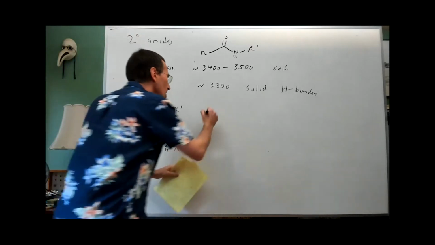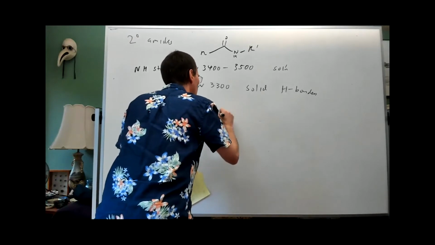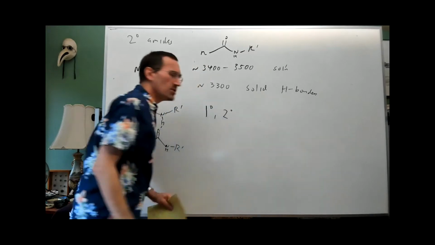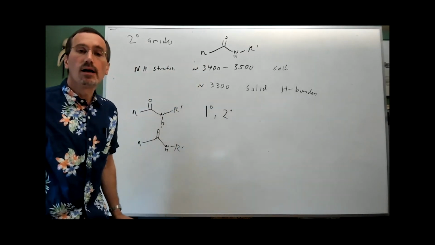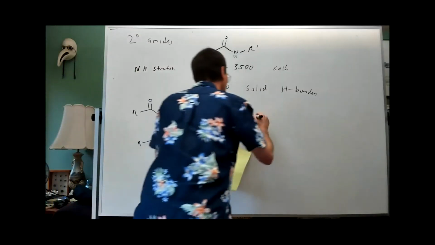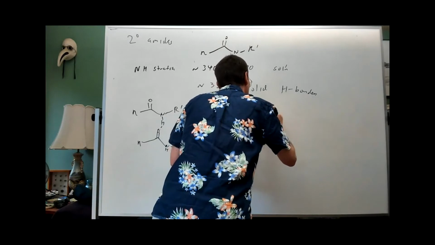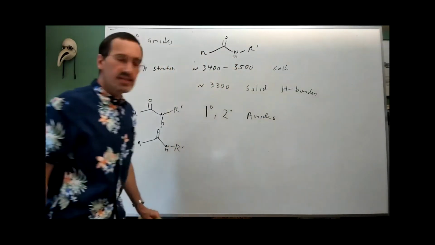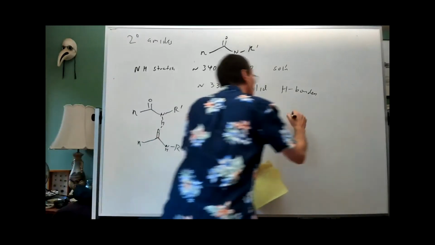So in addition to this, was it Partho who mentioned bending? Franco did. Ah, okay, Franco. Yes, you do get bends. So primary and secondary amides have the NH bends.